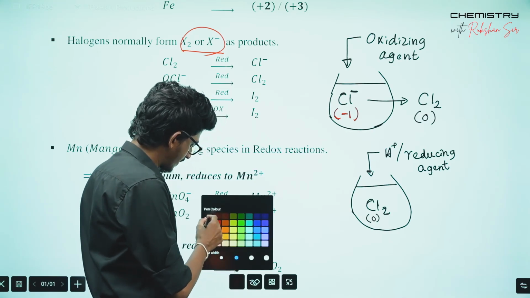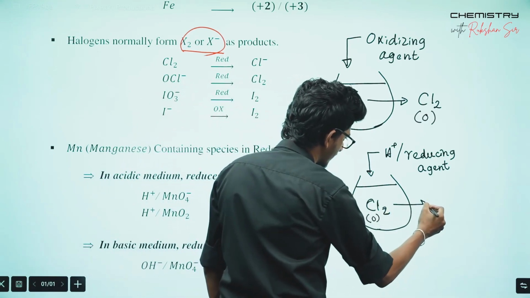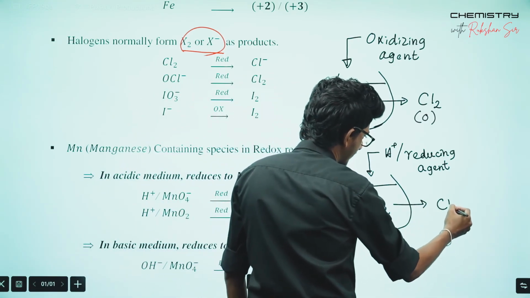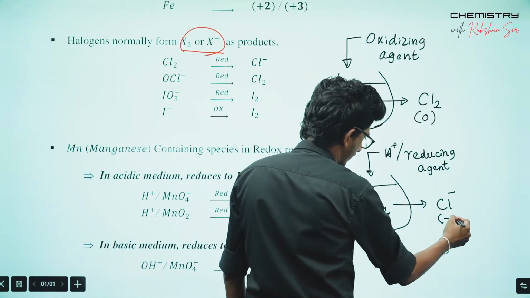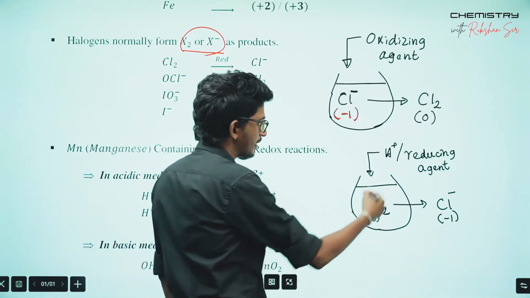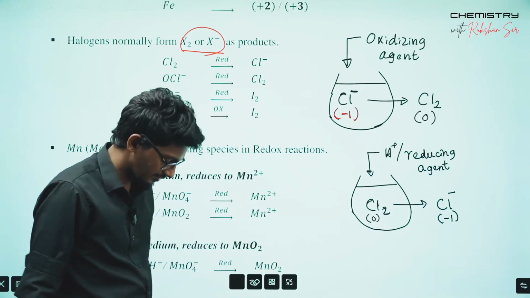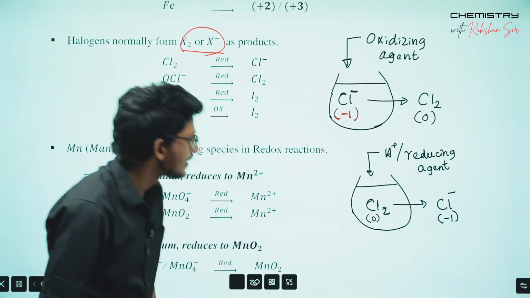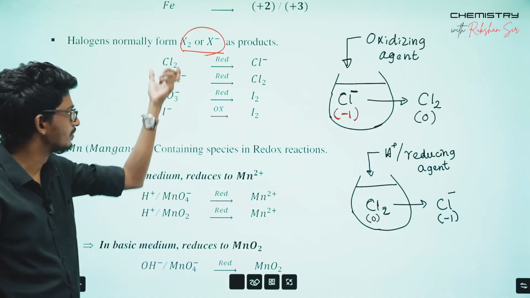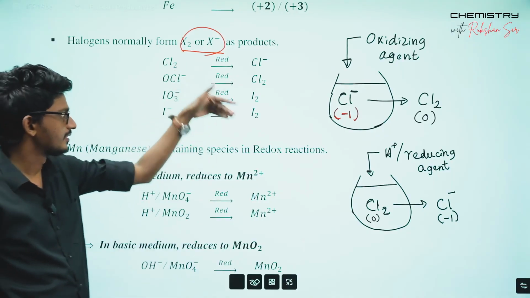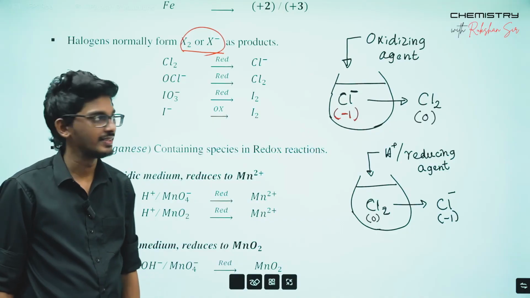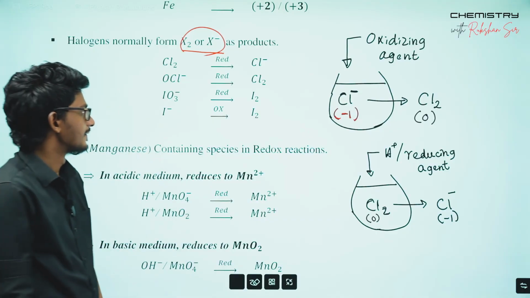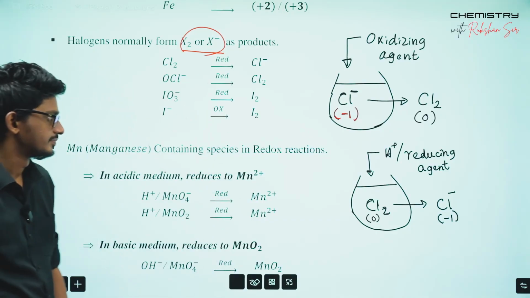So the halogen will get reduced to the minus 1 oxidation state by the reducing agent. That is the idea. If halogens are available as products, they will always come up as the X minus form or the X2 form. That is what this point says.